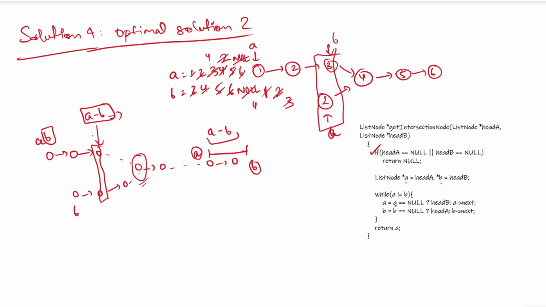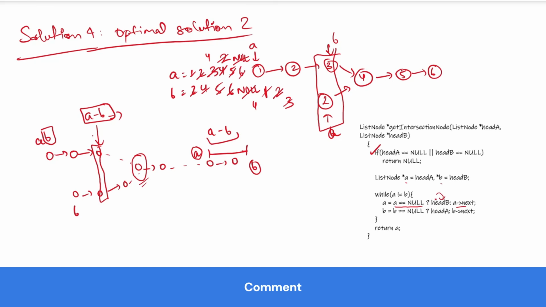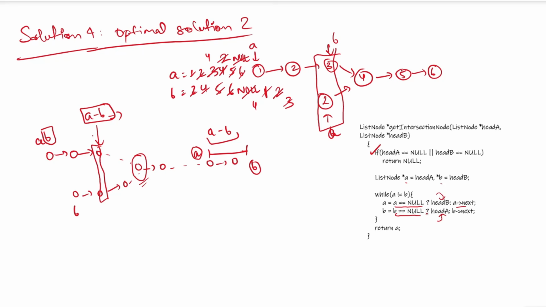If A is not null, we will make it A next. If A is null, then we will point it to the head of B. And if B is null, then we will point it to the head of A. If they are not null, we will move them to the next element. And when both of them are equal, we will return the first element.